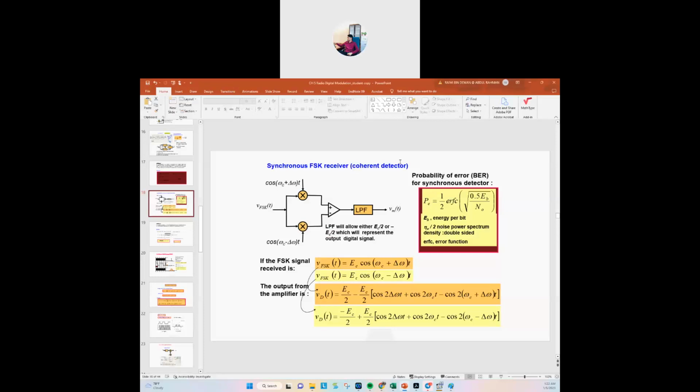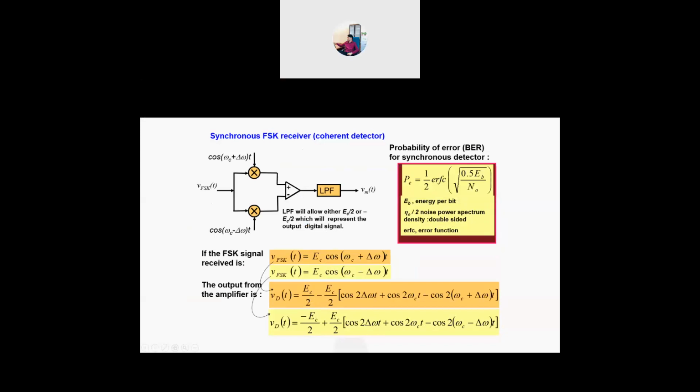Okay, so now we're going to continue on the synchronous receiver, the coherent detector. Okay, let me enable the presentation box. So today we're going to learn about the synchronous FSK receiver, frequency shift keying, also known as a coherent detector.